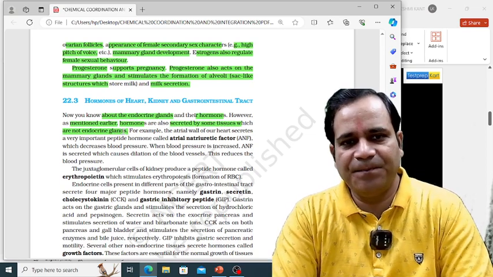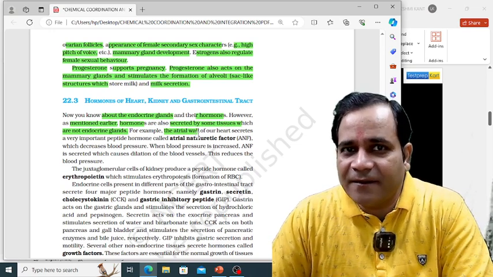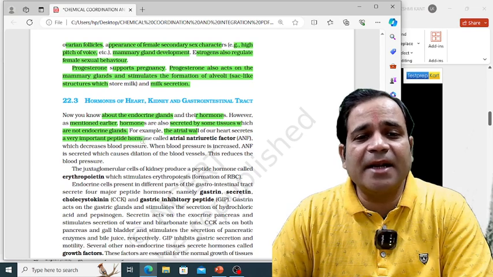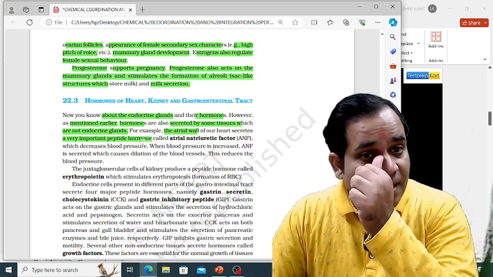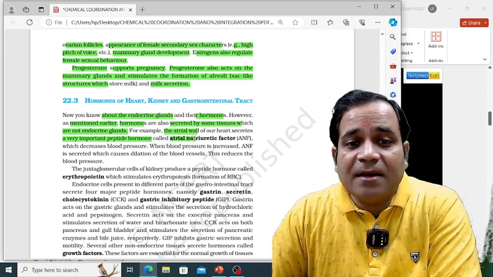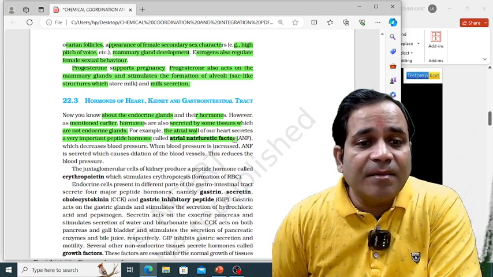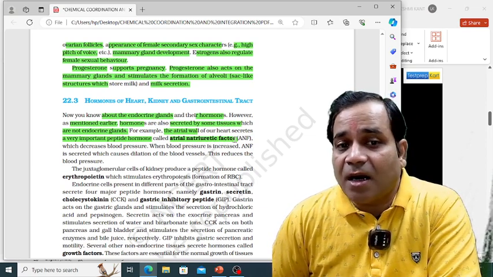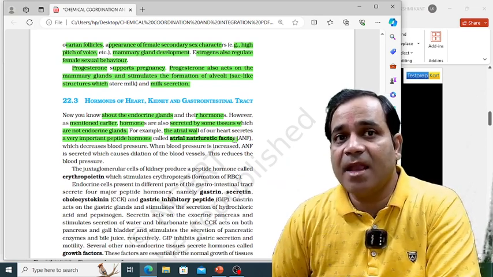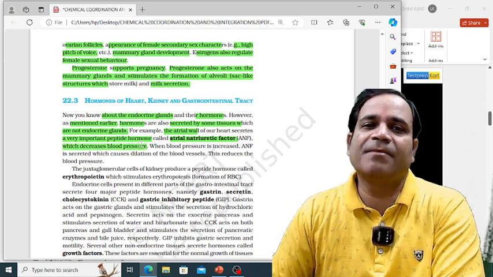Just take an example. The atrial wall, the wall of our heart, secretes a very important peptide hormone. Which one? That peptide hormone is called atrial natriuretic factor, ANF. And this ANF decreases blood pressure, my dear.